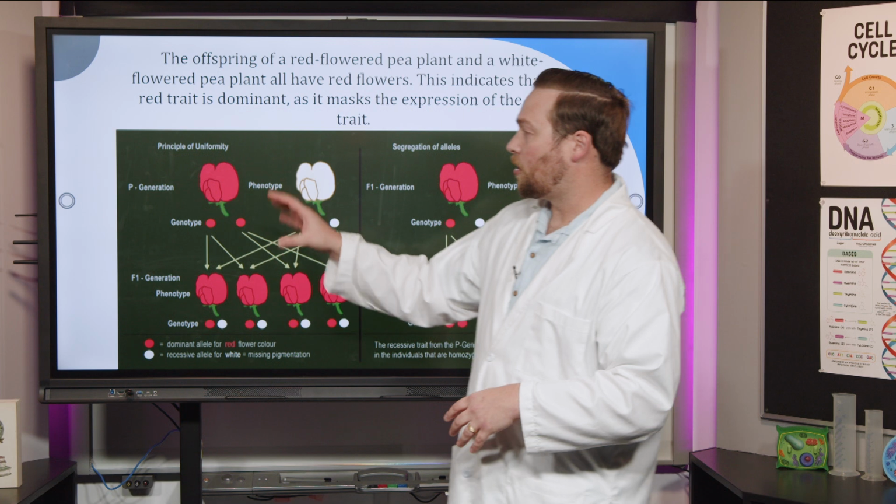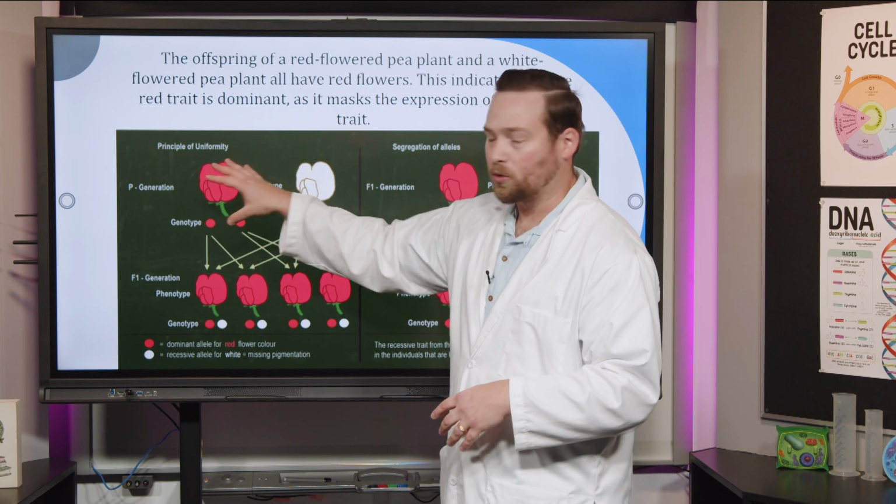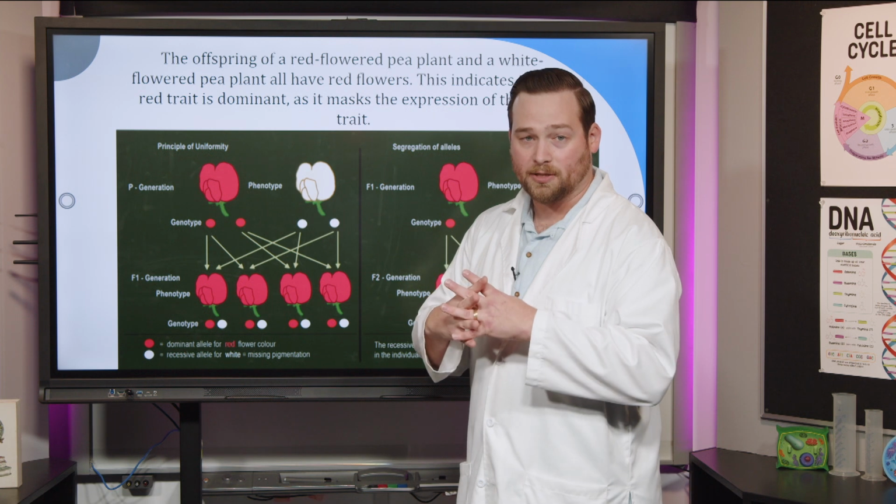Okay, so what's going on here? In the P cross, in the P generation, we have a red flower and we have a white flower, and we're going to cross them together.